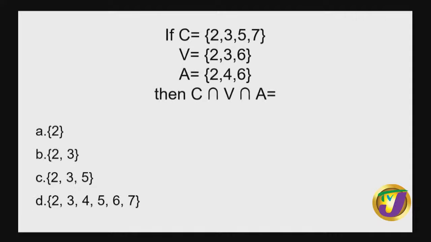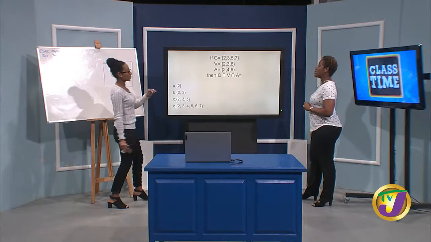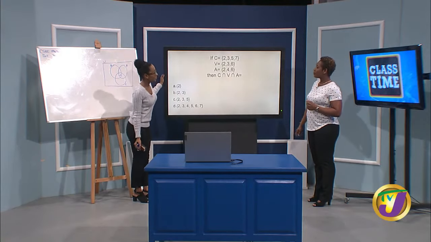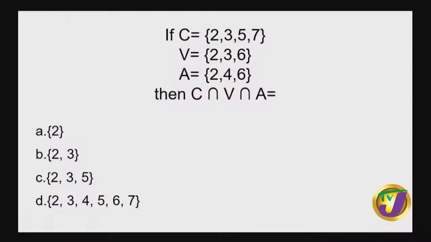Great. Good job. Here we go. This one is pretty simple now. So we have C listed equals 2, 3, 5, 7. V is 2, 3, 6.